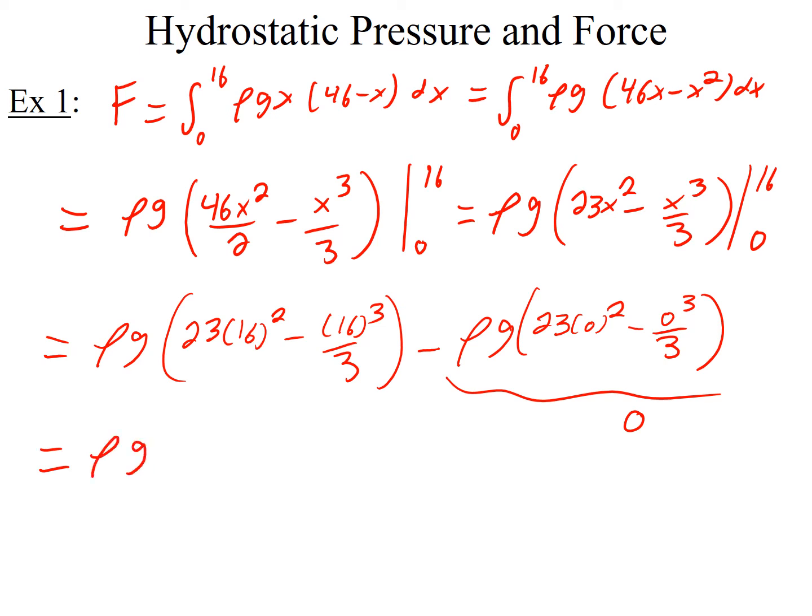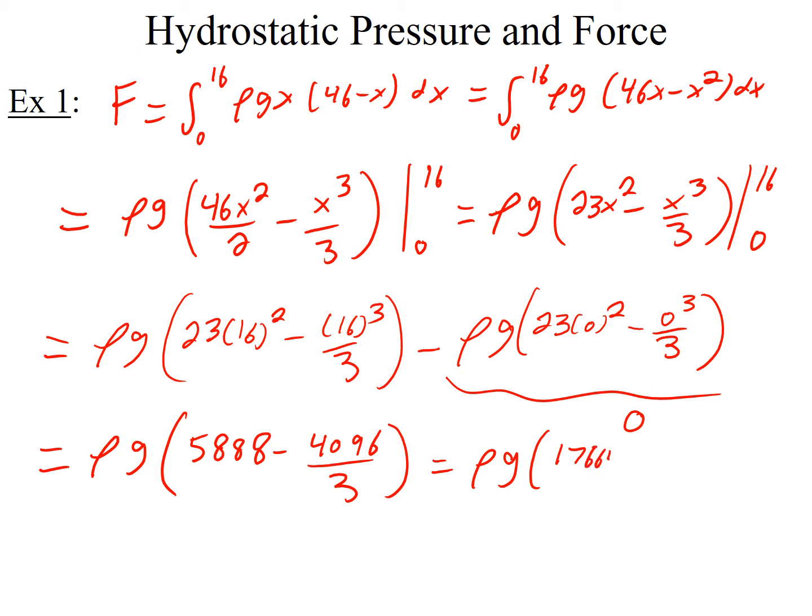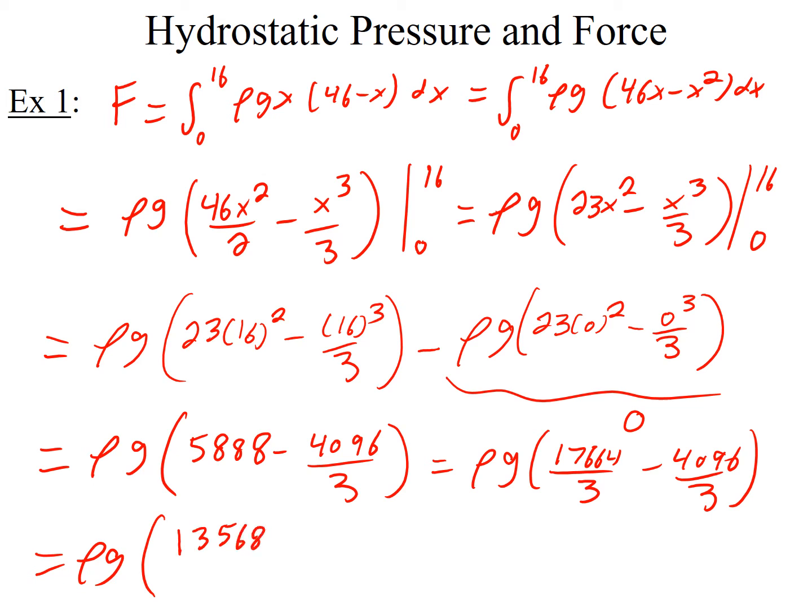Rho g, and then if you multiply this out, you get 5888 minus 4096 over 3. If you get a common denominator in there, it's going to be 17664 over 3 minus 4096 over 3. So rho g, if you subtract these fractions, you get 13568 over 3.